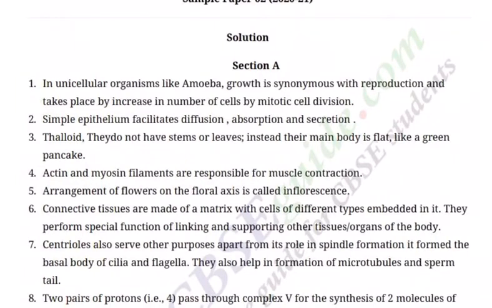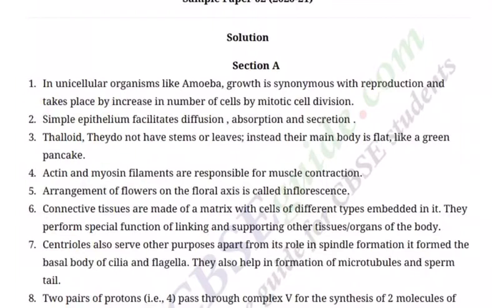Question 5. What is inflorescence? Of course, inflorescence is the arrangement of flowers on the floral axis. Question 6. Define connective tissue. Connective tissues are made up of matrix with the cells of different types embedded in it. They perform special function of linking and supporting other tissues or organs of the body. Like we said, blood is the best example of a connective tissue.